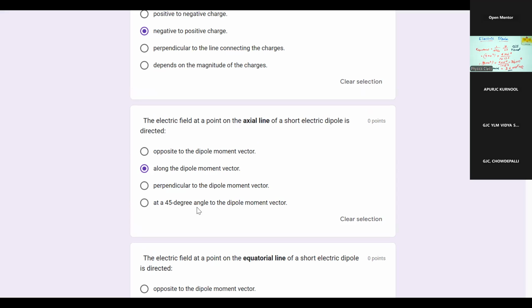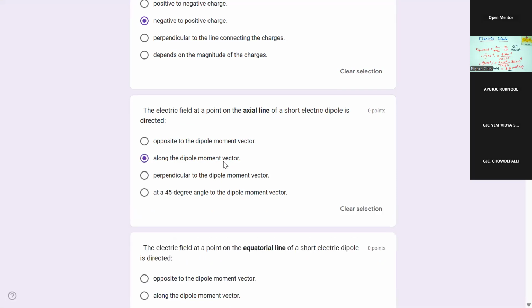So, for example, if we take plus 5 microcoulomb and minus 5 microcoulomb, the plus 5 microcoulomb charge has the stronger electric field. So the net electric field is always along the dipole moment vector. Option 2, very good. Along the dipole moment vector. E net for the axial line is along the dipole moment vector. So E_P is along the same direction.